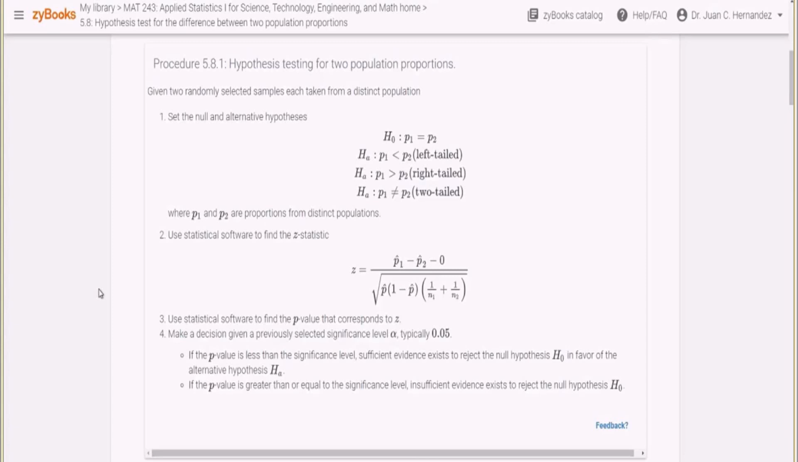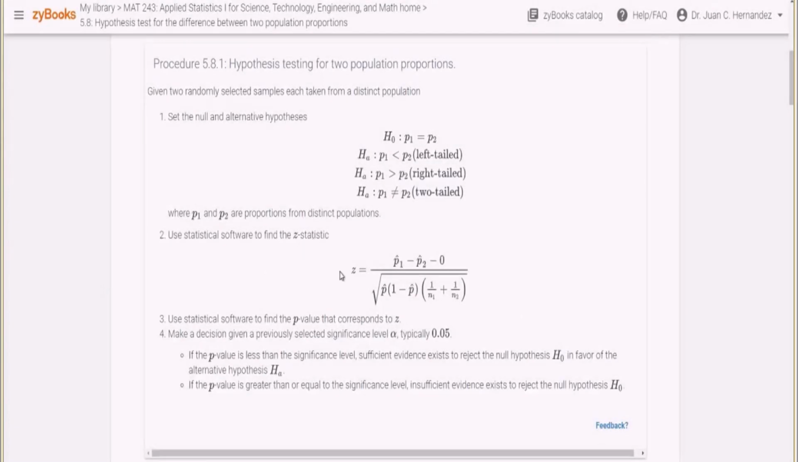And then we can go from there. Once we have the z statistic, we can determine the probability value, which we will then compare to the alpha value, applying the same rules. If it is less than 0.05, we will reject the null hypothesis. If it's greater, we will retain the null hypothesis.